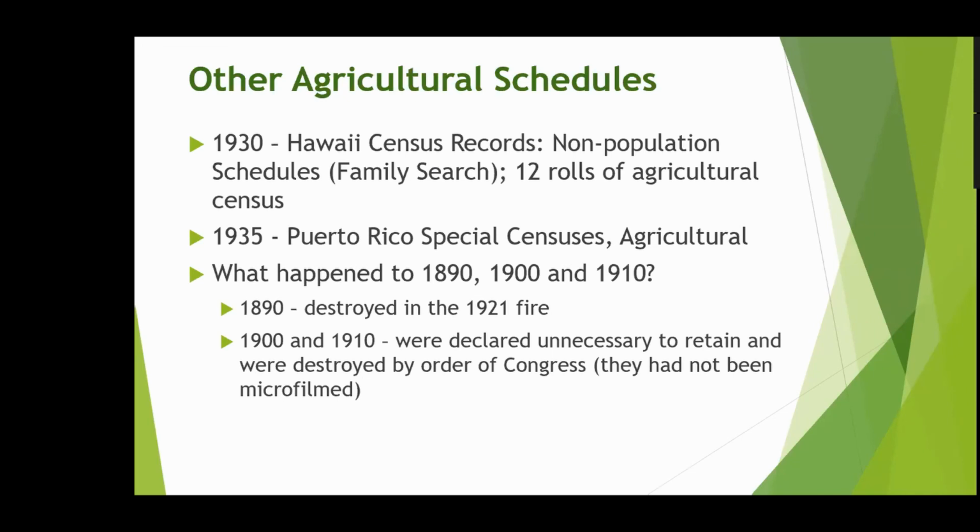So 1890 was destroyed by a fire. 1900 and 1910, after they had gathered all the information out of it and put it into a special summary report, Congress decided they weren't necessary to keep, and they were ordered to be destroyed. Nothing had been microfilmed.